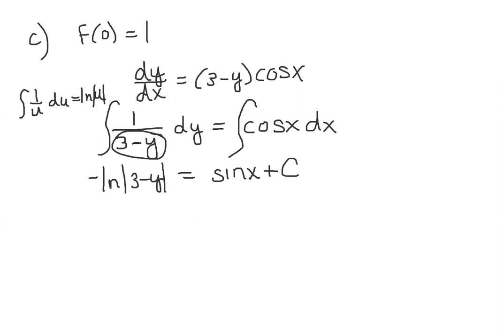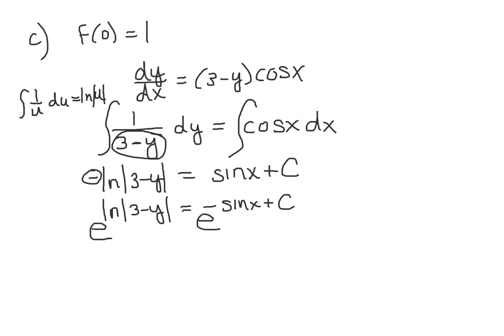Now, at some point, we have to find what c equals. We can find what c equals right now, or we can do a little rearranging. I'm going to rearrange a little bit. I'm going to get rid of this negative, so I'm going to say ln of 3 minus y equals negative sine x plus c. This is a different c now. So maybe I'll put in, trying to decide when I want to do it. Let's not do it yet and see what happens.